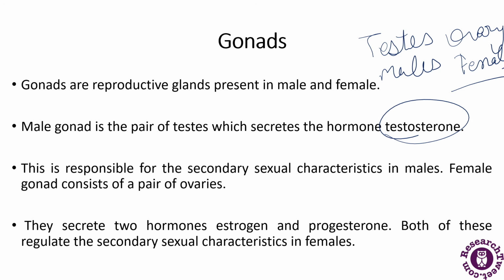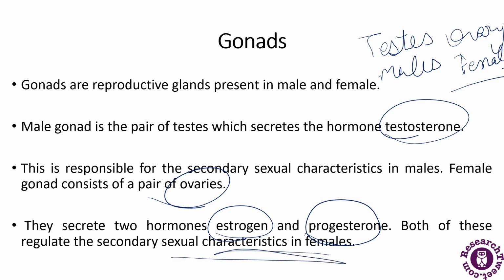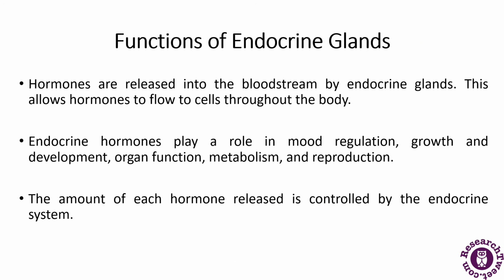Next, the female gonads consist of the ovaries. In women, these organs make estrogen and progesterone. These hormones help develop breasts at puberty, regulate the menstrual cycle, and support pregnancy. Both these regulate the secondary sexual characteristics in the female.